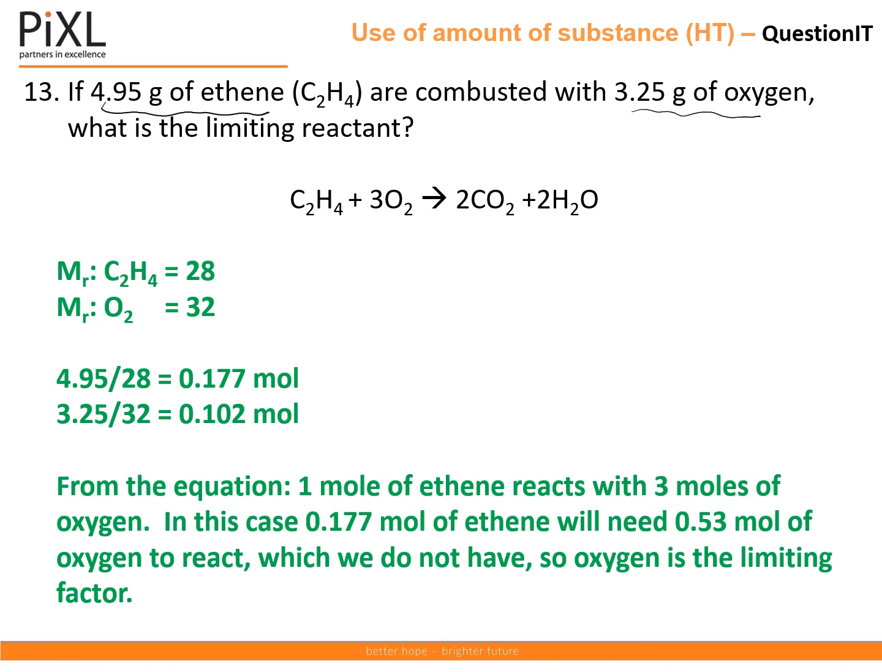And then I've got masses. I've got for ethene 4.95 divided by 28 gives me 0.177 moles. And for oxygen, I've got 3.25 divided by 32 because it's 16 times 2. I've got 2 lots there. Now, if I look at the ratios in my equation, ratio here is 1 to 3. Hence, if 1 mole of ethene makes 3 moles of oxygen, then I've got 0.177 moles of ethene. We'll need 0.53 moles of oxygen to react. So hence, this is the limiting factor. I don't have enough oxygen in this question.